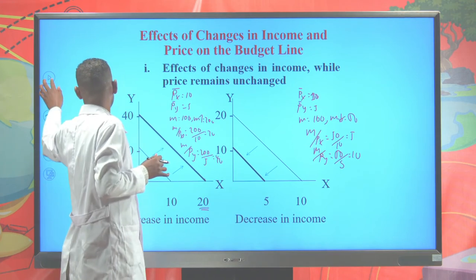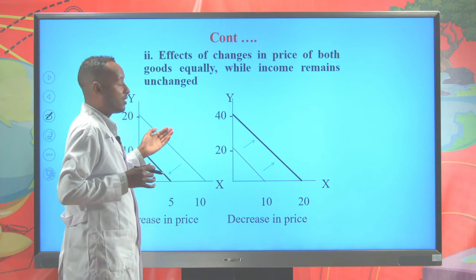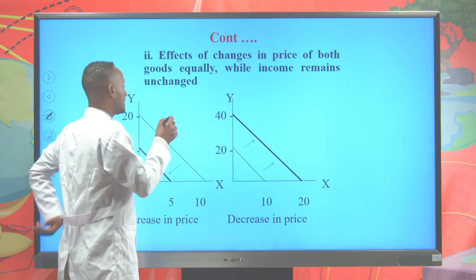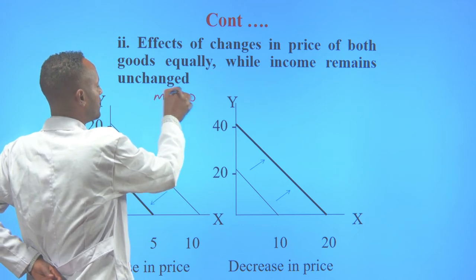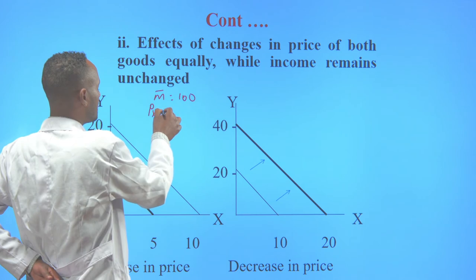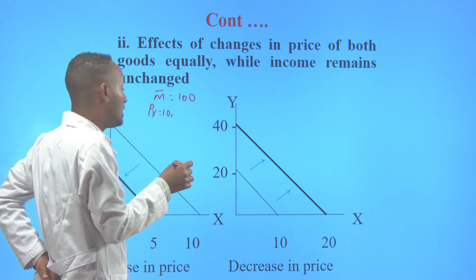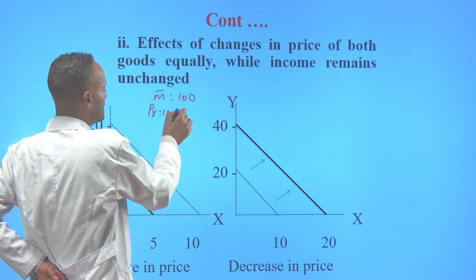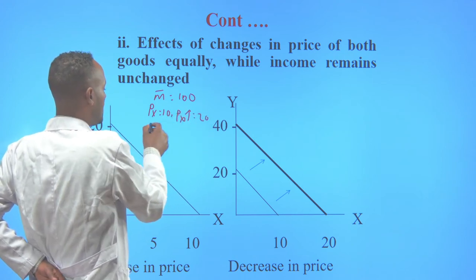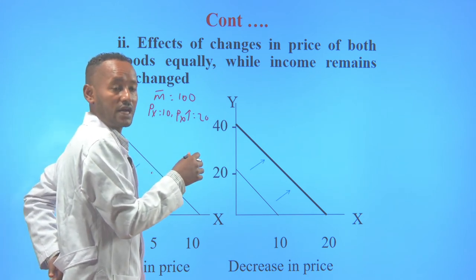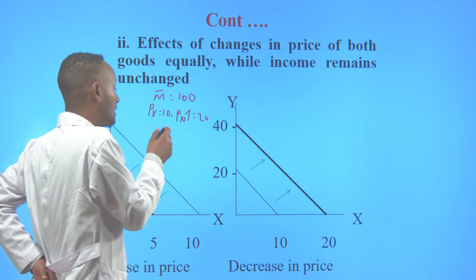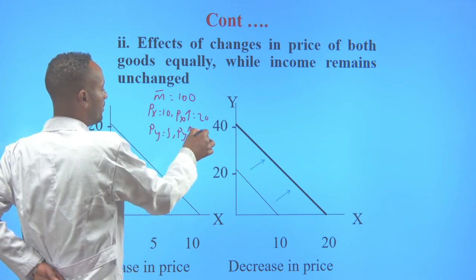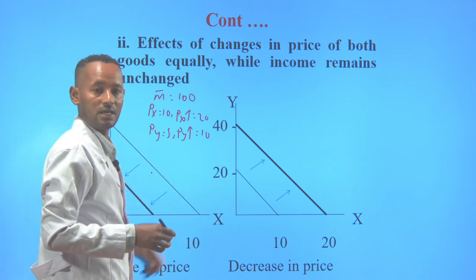Now let's see the effects of changes in the price of both goods by equal percent while the income of a consumer remains unchanged. First of all, let's see the increase in the price of both goods by equal percent. The income of the consumer was 100 birr, it remains unchanged, but the price of commodity X was birr 10. If the price of X is doubled, it increases to birr 20. And if there is an equal increase in both goods X and Y, if the price of X is doubled, then the price of Y must be doubled. That means the price of Y was birr 5 and now it is doubled and increased to birr 10.